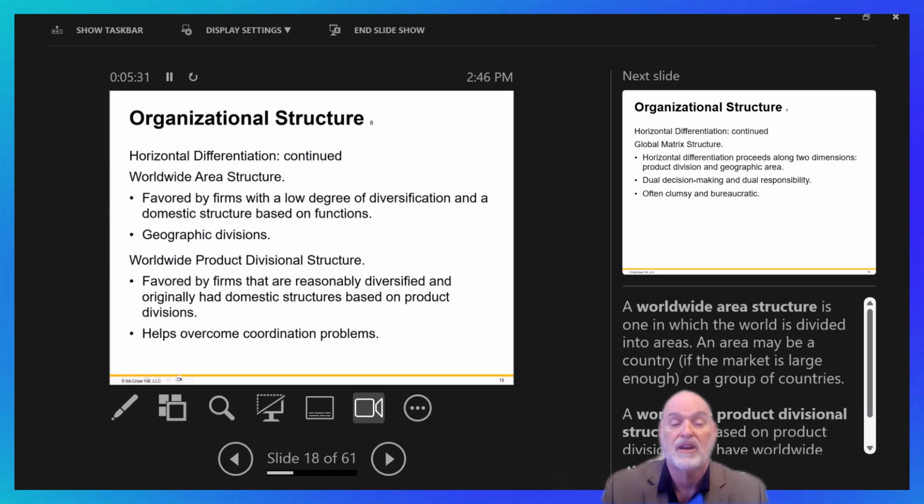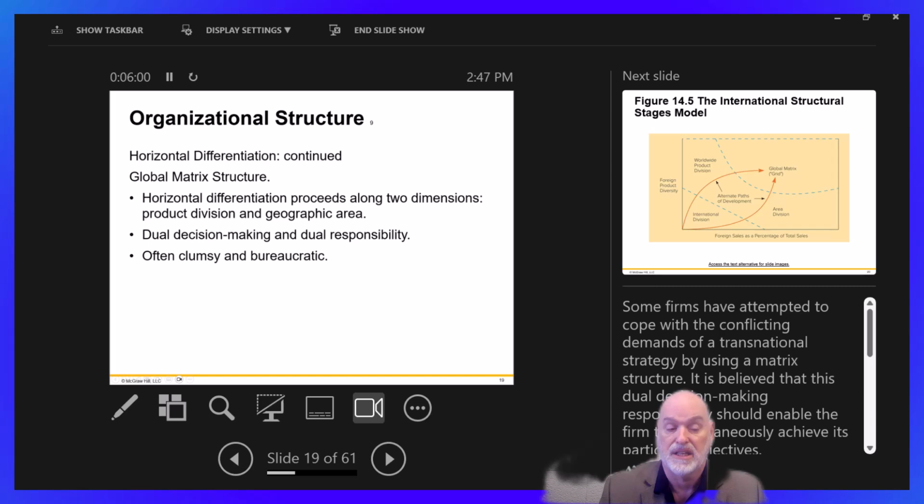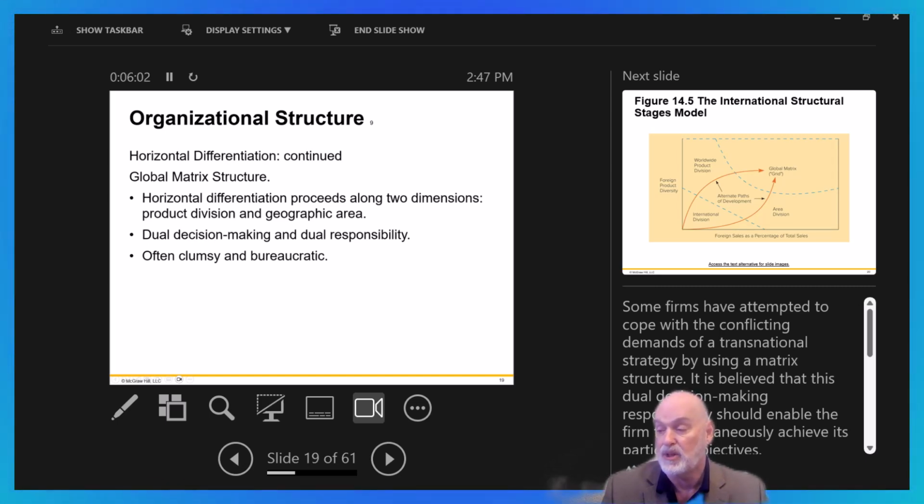A worldwide area structure is favored by firms with a low degree of diversification and a domestic structure based on functions, with geographic divisions. Worldwide product divisional structure is favored by firms that are reasonably diversified and originally had domestic structures based on product divisions. It helps overcome coordination problems. Horizontal differentiation proceeds along two dimensions, product division and geographic area. Dual decision-making and dual responsibility here are often clumsy and bureaucratic.